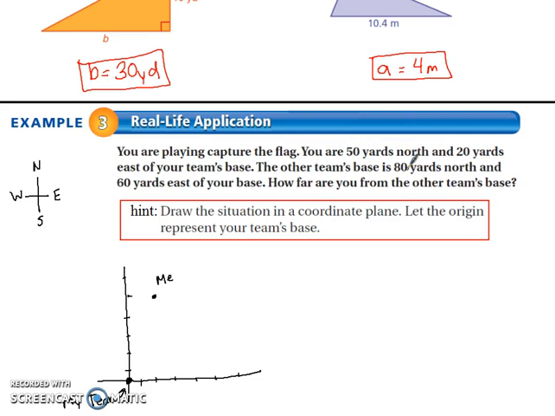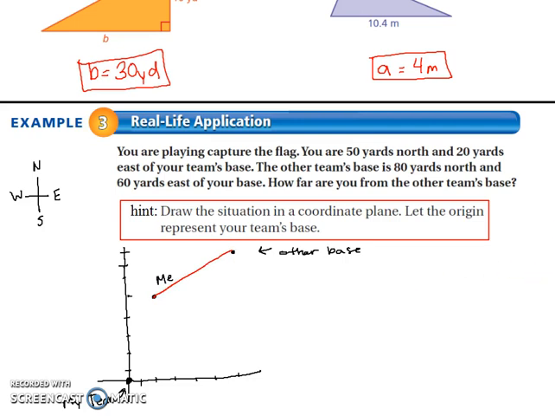The other team's base is 80 yards north and 60 yards east of my base. So I'm going to move up north 80 yards, 10, 20, 30, 40, 50, 60, 70, and I'll extend my graph up to 80, and 60 yards east, so 10, 20, 30, 40, 50, 60. I should be about here. So this is the other base. The question is, how far are you from the other team's base? So what we want to know is, what is this distance?